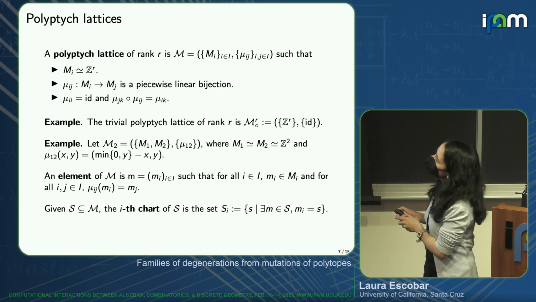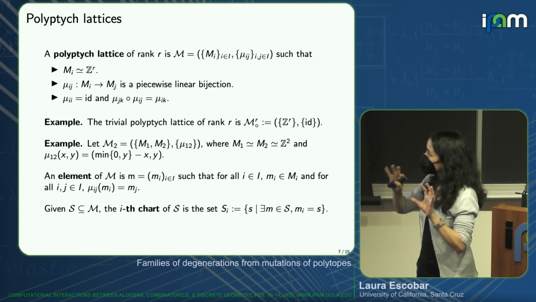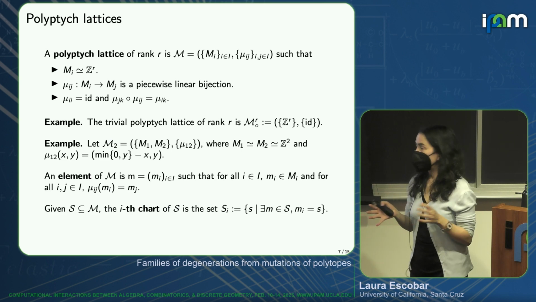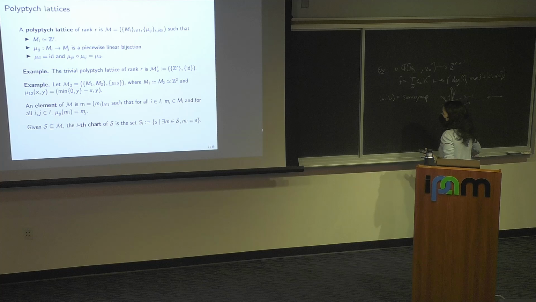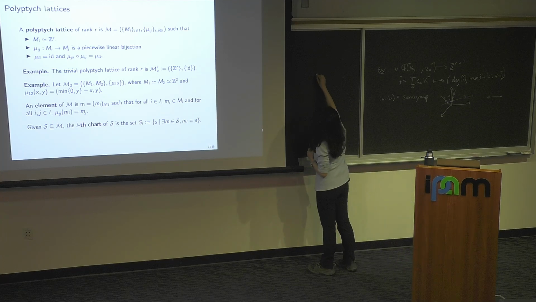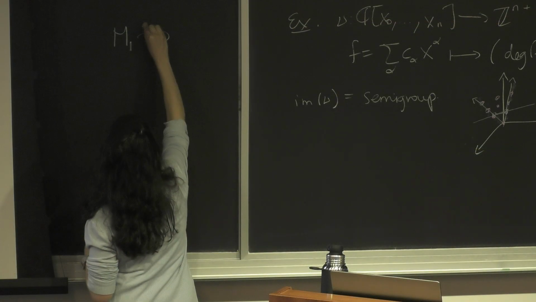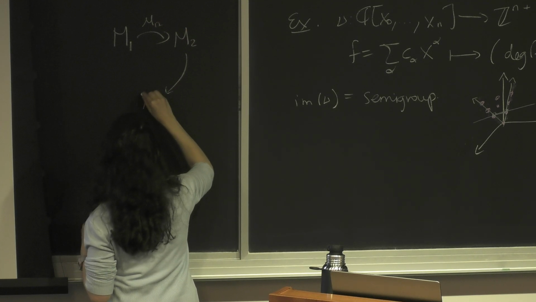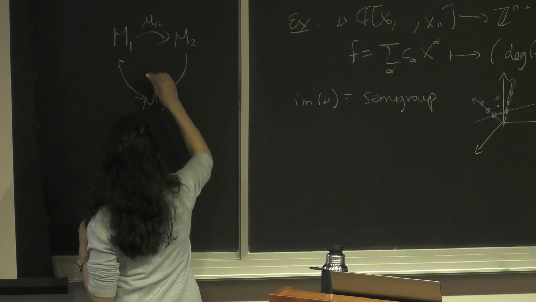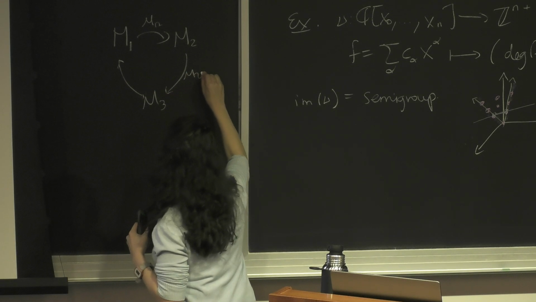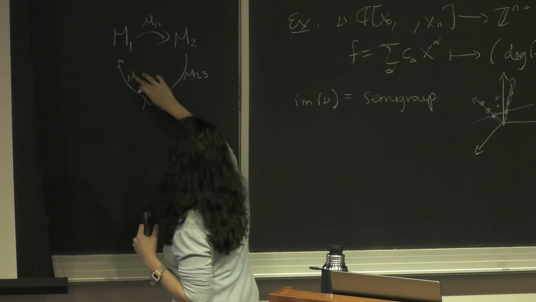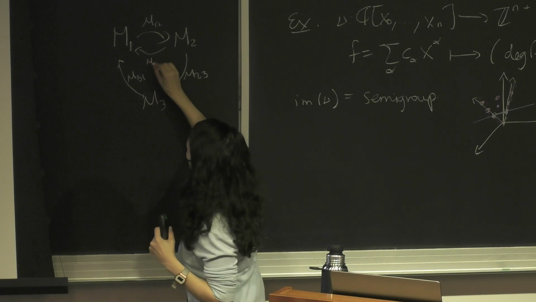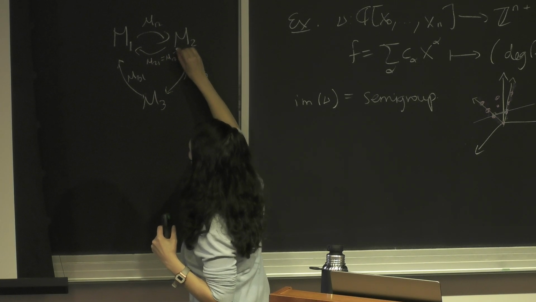So what is it? It's just what I said before: a collection of lattices where the lattices are connected by piecewise linear maps. Again, I like drawing cartoons. You can think of having M1, which is connected by a mutation to M2, and this one is connected to M3. I'm drawing it in one direction, but it doesn't really matter because they're bijections, so mu_{2,1} is mu_{1,2} inverse.